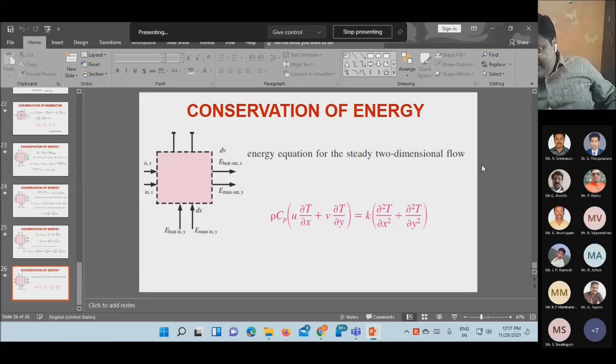As I told you, for a given condition, you try to find out the critical Reynolds number. In the case of a flat plate, the critical Reynolds number is 5 into 10 power 5. For a pipe, internal flow, the Reynolds number for laminar flow is 2300. Beyond 2300, it becomes turbulent.